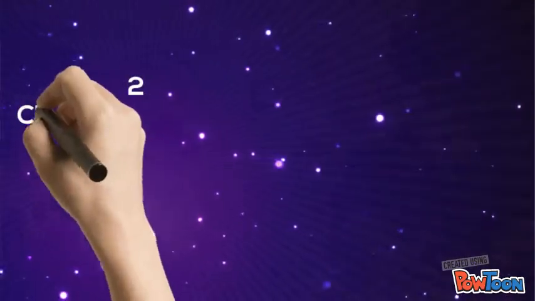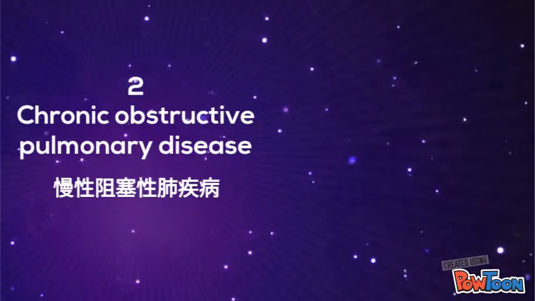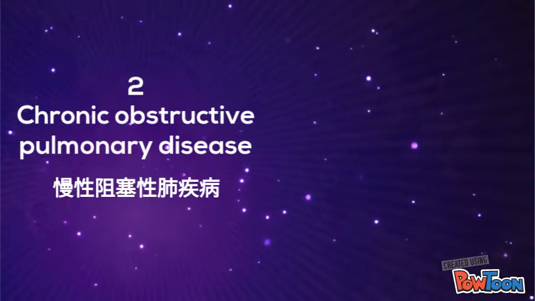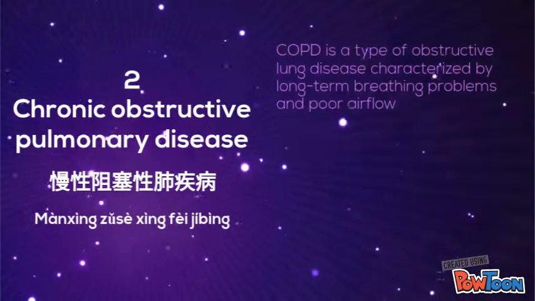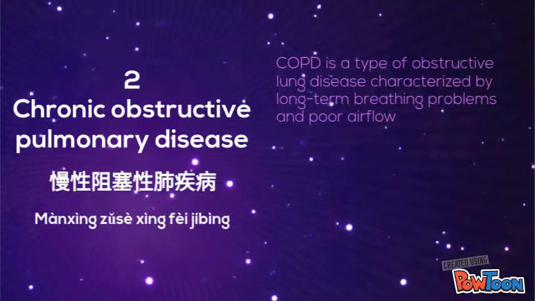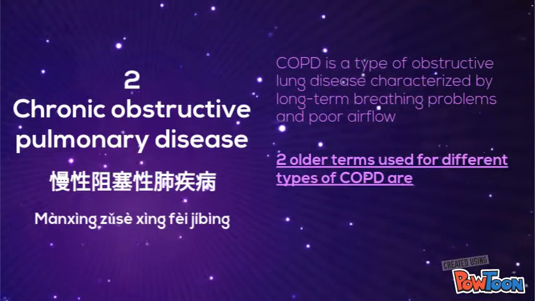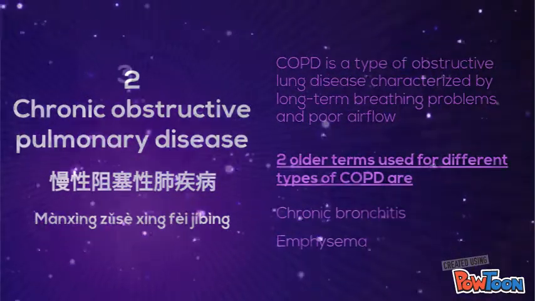Second up, chronic obstructive pulmonary disease, 慢性阻塞性肺疾病. This disease is characterized by long-term breathing problems and poor airflow. Two older variants of this disease are chronic bronchitis and emphysema.